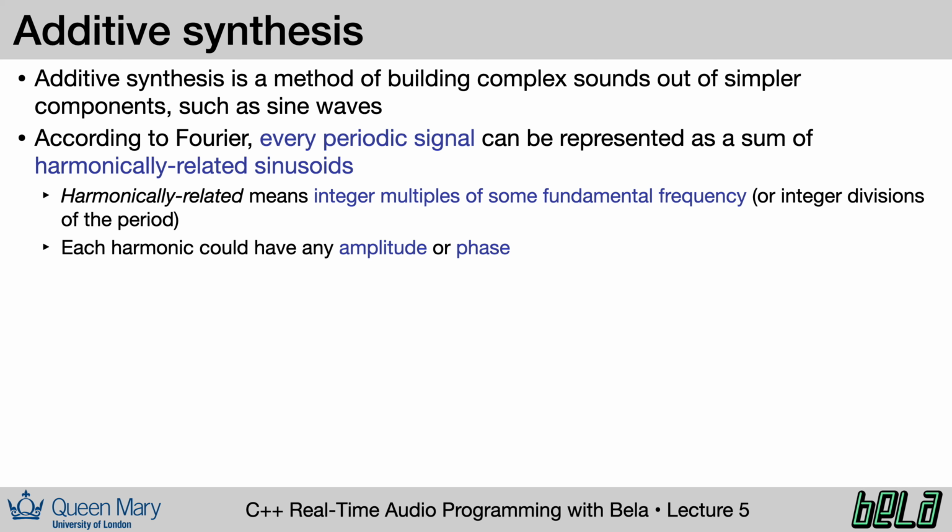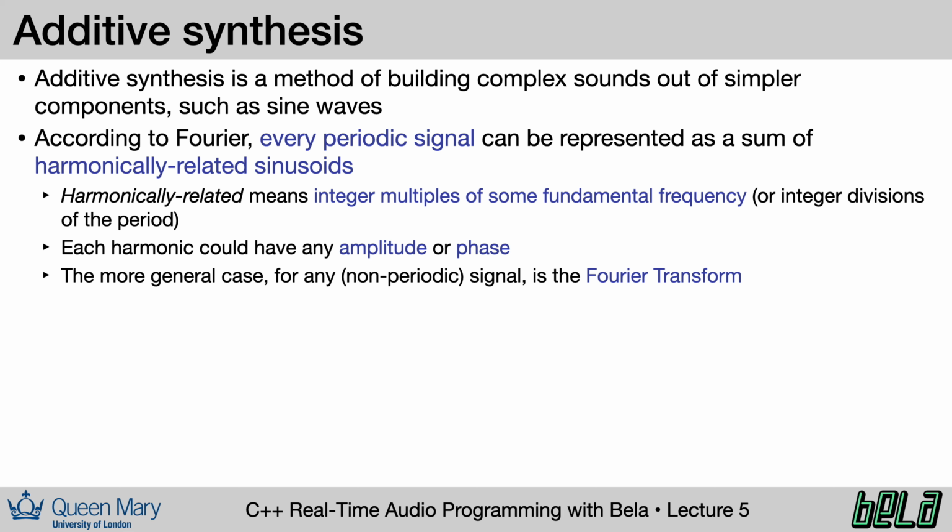And Fourier theory tells us that every periodic signal can be represented as a sum of harmonically related sinusoids. What that means is that we can basically take sine and cosine waves, which are related as integer multiples of some fundamental frequency, and we can add them together with different amplitudes to reconstruct any possible periodic signal. This in turn is a special case of the Fourier transform, which shows how we can represent any signal at all as a sum of sinusoids.